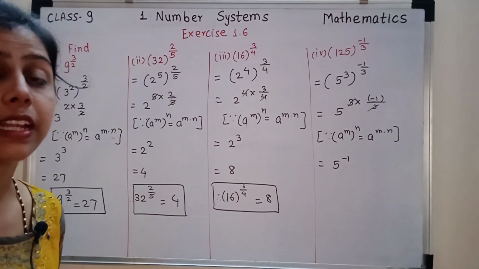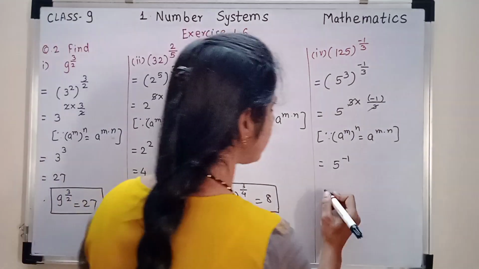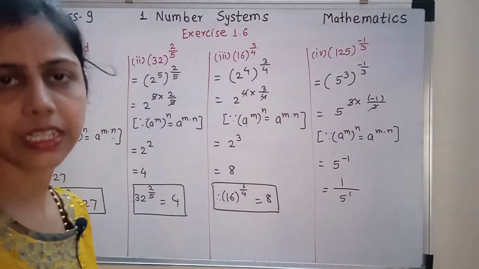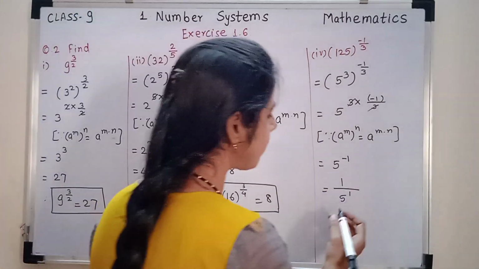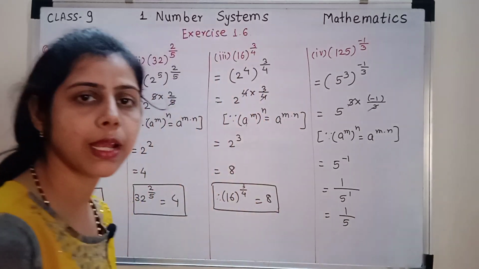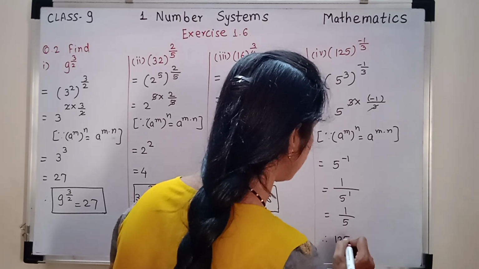Now this is a negative power, and we do not want a negative power, so shift it to the denominator. If I shift it to the denominator, it becomes 1 upon 5 raised to 1. But any number raised to power 1 is what? That same number. So the answer is 1/5. Whenever you get the answer, always highlight your answer.